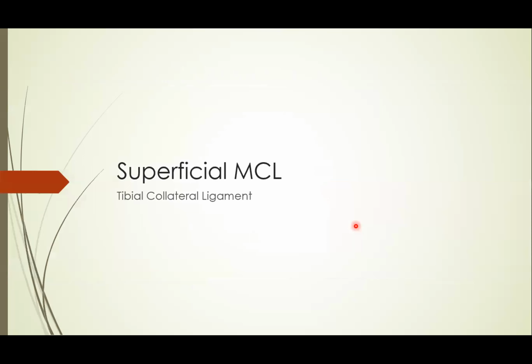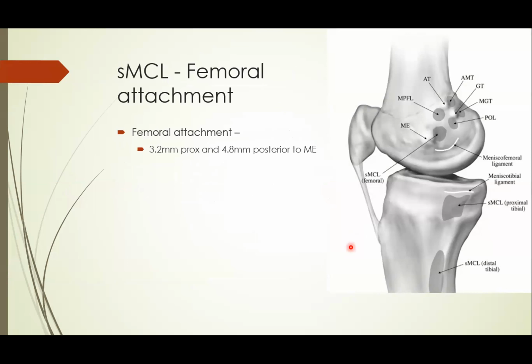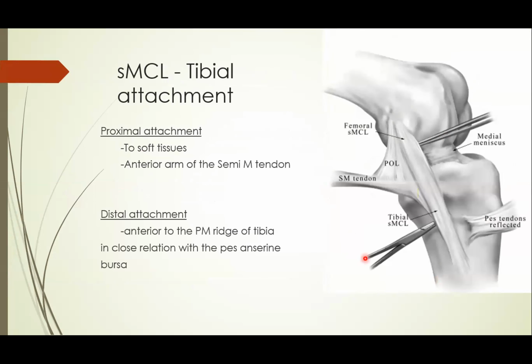Starting off with the individual soft tissue components, we'll have the superficial MCL first. This is the largest structure on the medial aspect of the knee, and it has one femoral attachment and two tibial attachments. The femoral attachment is exactly 3.2 mm proximal and 4.8 mm posterior to the medial epicondyle as seen here, and it runs longitudinally. It has two tibial attachments, the proximal and the distal. The proximal tibial attachment is to soft tissues and blends with the anterior arm of the semimembranosus tendon expansion, as you can see here.